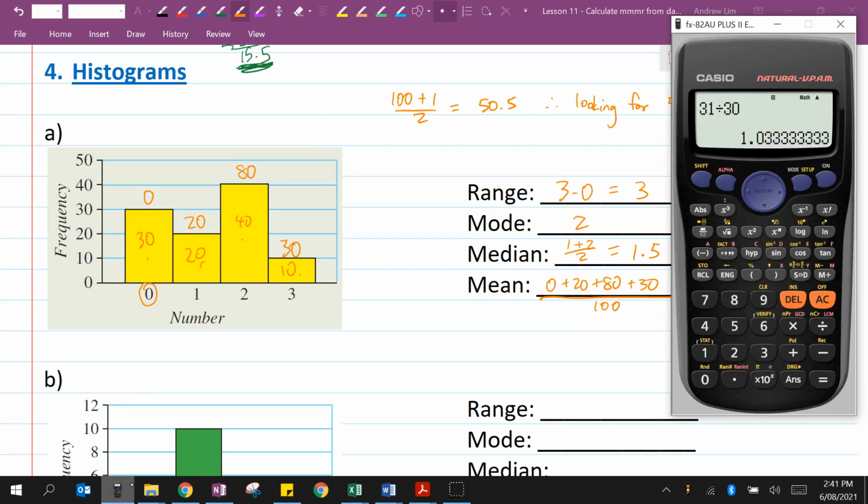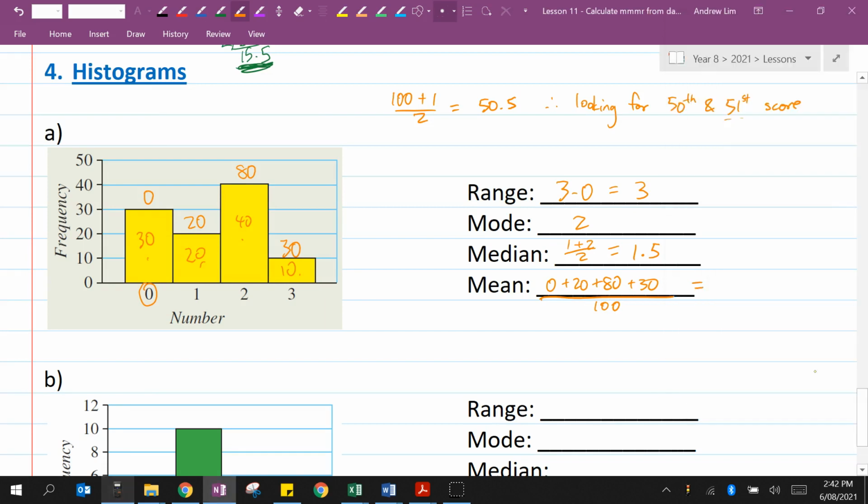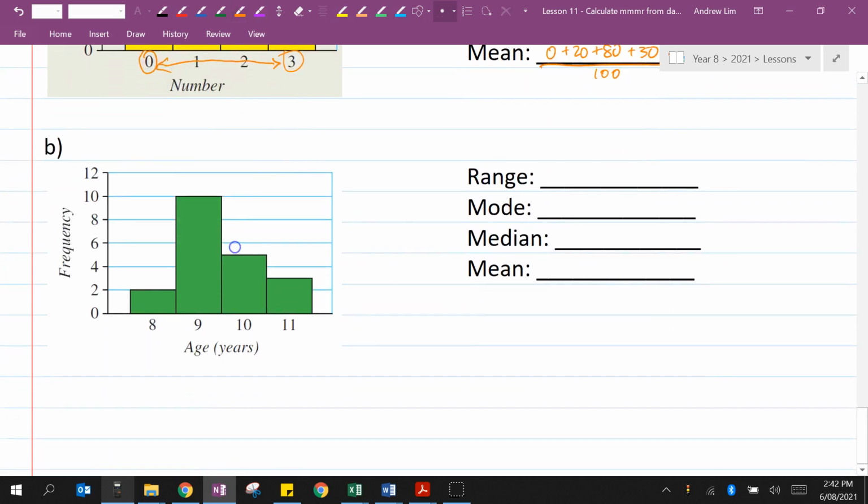So let's put that in our calculator. 20 plus 80 plus 30 divided by 100 is 1.3. Good, and that's correct because we know that it has to be between the lowest and the highest. And 1.3 lies somewhere between there. Alright. Pause the video, have a go with the last one yourselves.